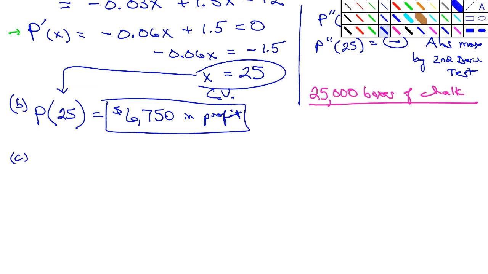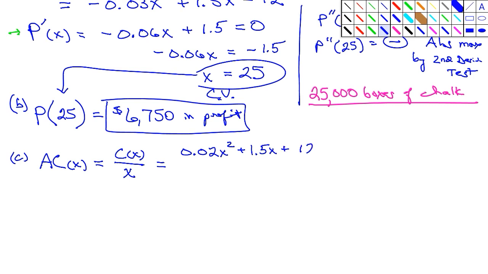Question C says, how many boxes of chalk should be produced to minimize the average cost? So I'm going to create a new function called AC for average cost. That's just the cost function divided by x. You're taking the total cost for producing x thousand boxes of chalk, and you're dividing it by that x itself. So this is going to be equal to 0.02x squared plus 1.5x plus 12 divided by x.